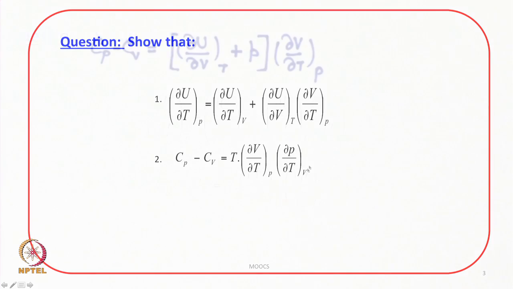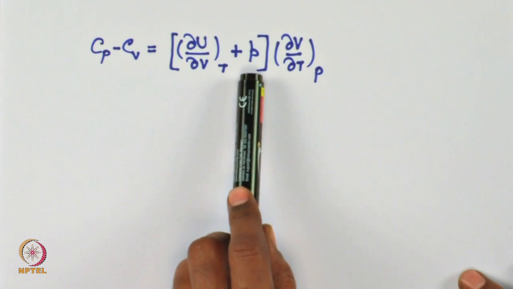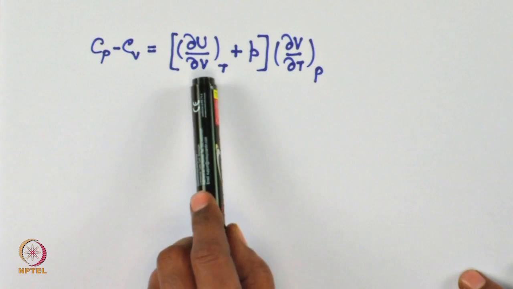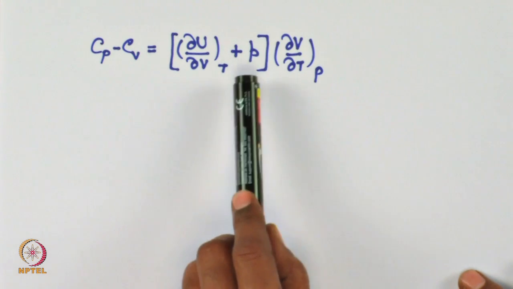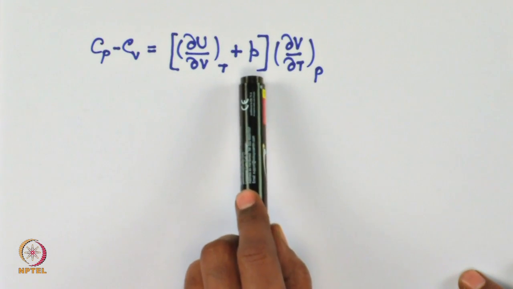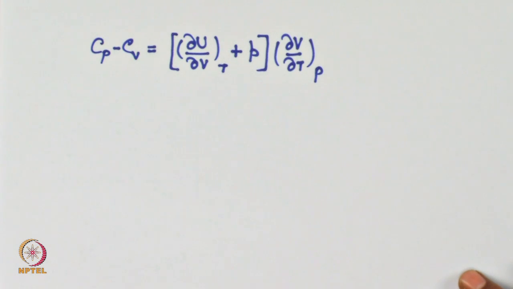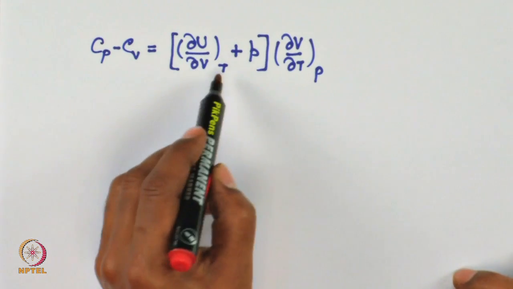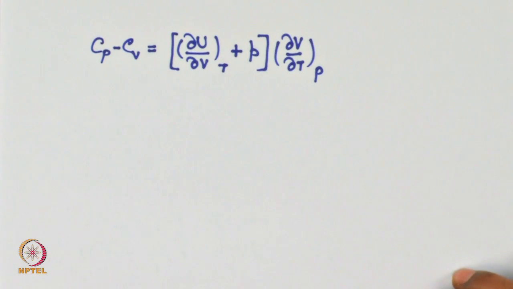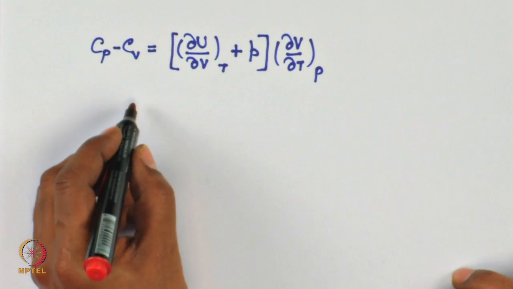So, the strategy should be that we find an expression which we substitute in this, and that should allow us to get rid of the pressure. How can we proceed? Can we write an expression for ∂u/∂v at constant temperature, and that should allow us to get rid of pressure? Let us think.